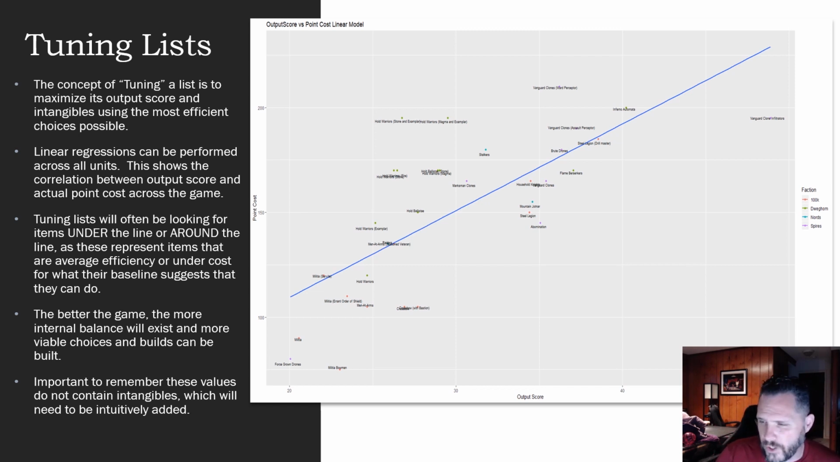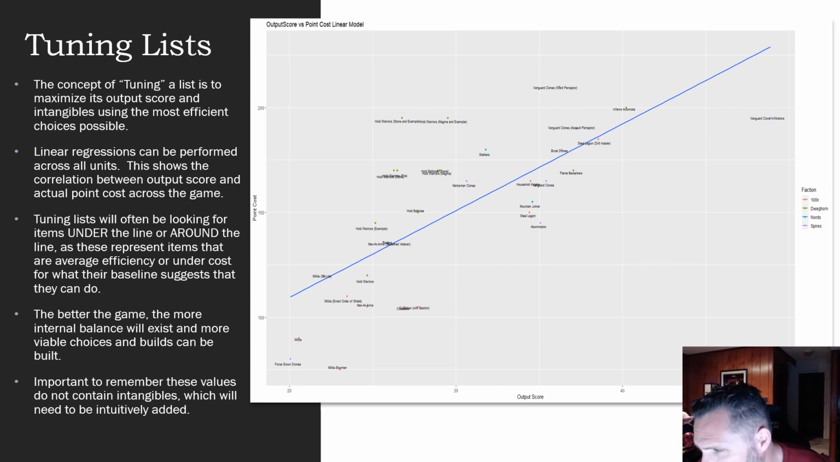As you can see here, there are things that are going to overachieve, and there are things that are going to underachieve. When you're tuning a list, what people are looking for are those units below that line, because below that line means that they're getting pretty good output and they're not paying as many points for it compared to everything else in the game. So, for example, there's militia. They're really weak, but also don't pay a lot of points. You can see that they're very far under that line for what they do.